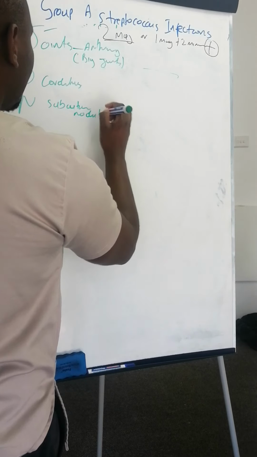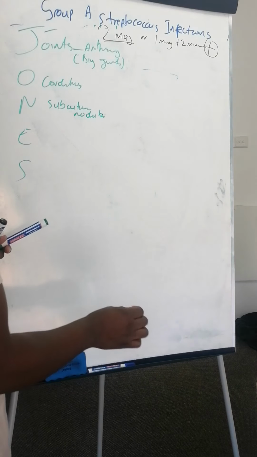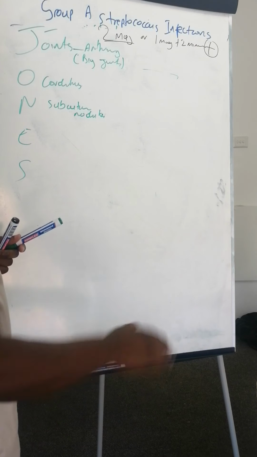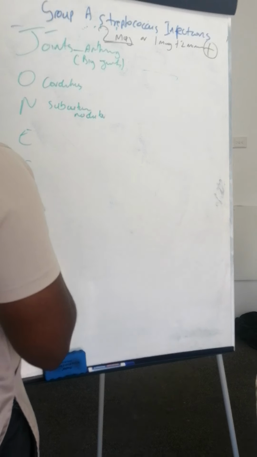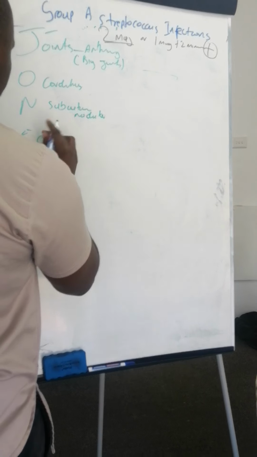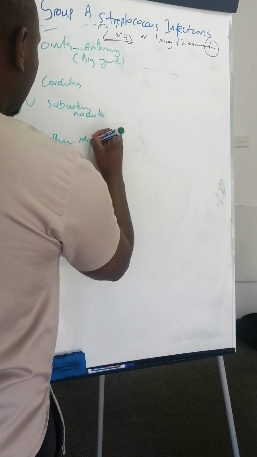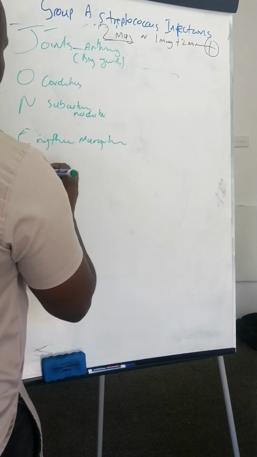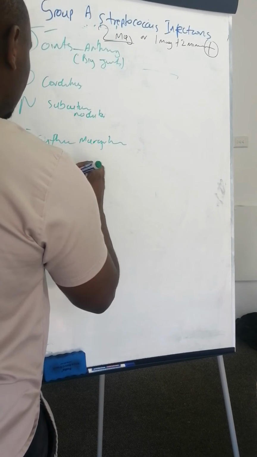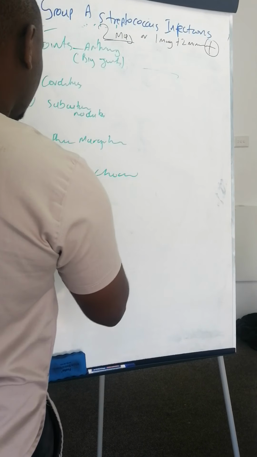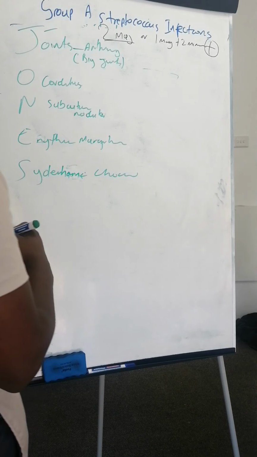These nodules, I've never seen them, but they say they're like bumps that develop around the joints. It's like bumps that you can feel. Sometimes on inspection you can even see them. And then there's this thing called erythema marginatum, and Sydenham's chorea. So this is one word, Sydenham's chorea. So these are your majors.